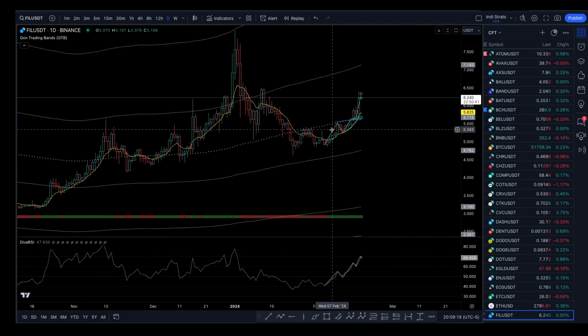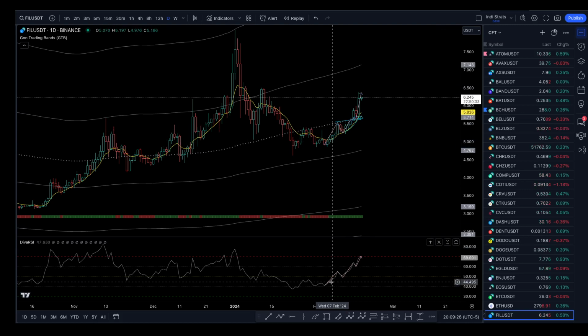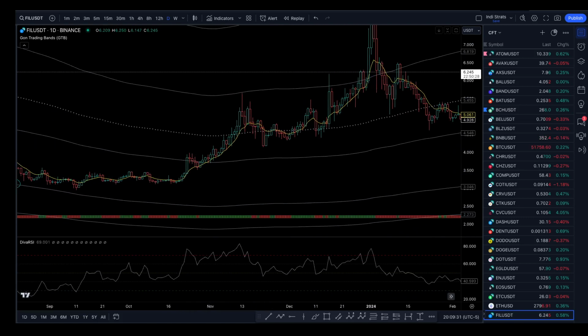So for example, if the price would move a lot, okay, let's take the previous example here. So here the large candle, you remember 50% entry here, 50% entry here. What happened to the DivaRSI? So with this candle, and just a second.